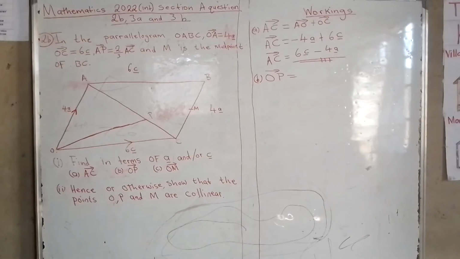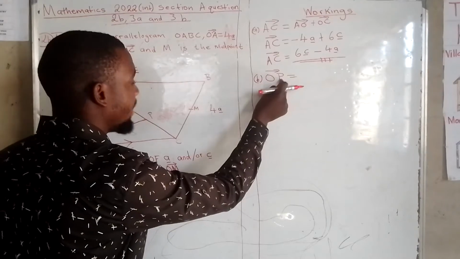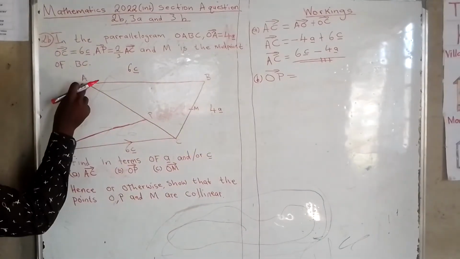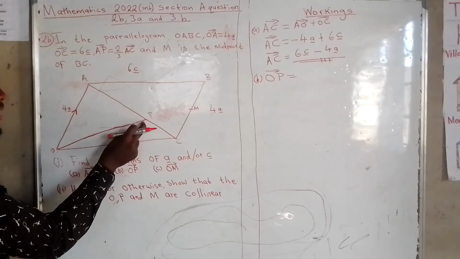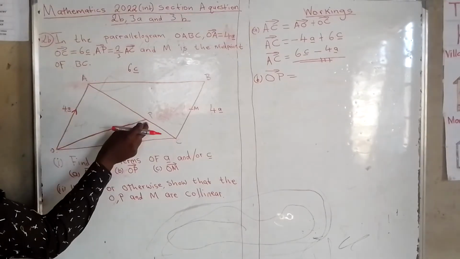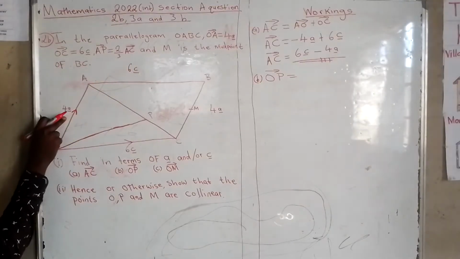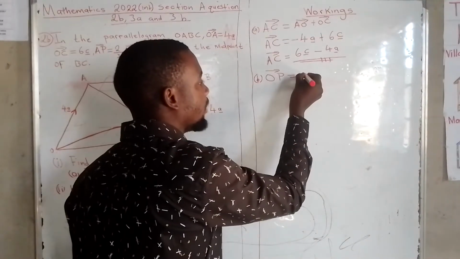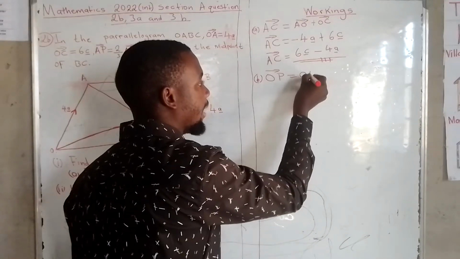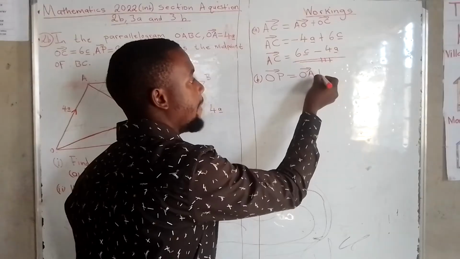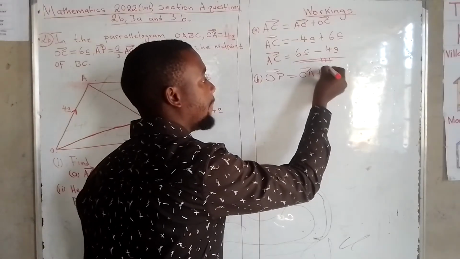So I'm going to say OP. I'll move from O to A, then from A to P, because I have this AP. It is in the question. And even OA, it is there. So I'm going to say OP is equal to OA plus AP. You show the direction of the root.